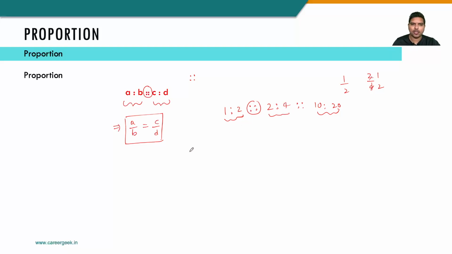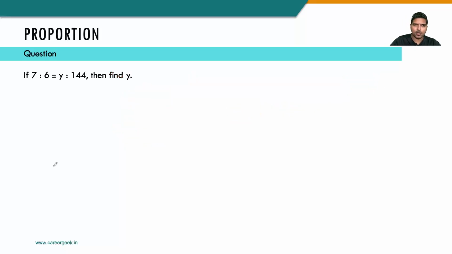If two quantities, let's say, now what are the applications of proportions? Okay. Before that, we'll solve a question. If 7 is to 6 is in proportion with y is to 144, find y.